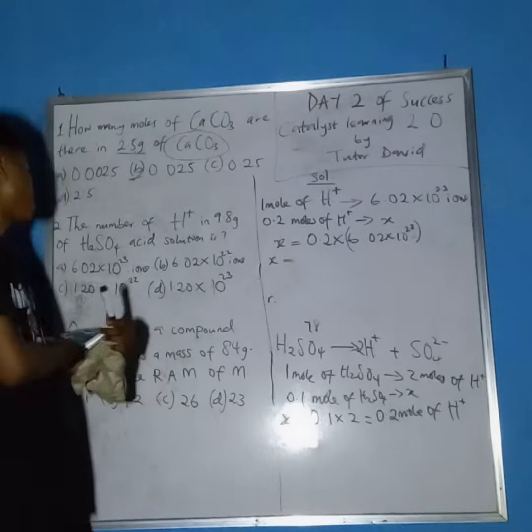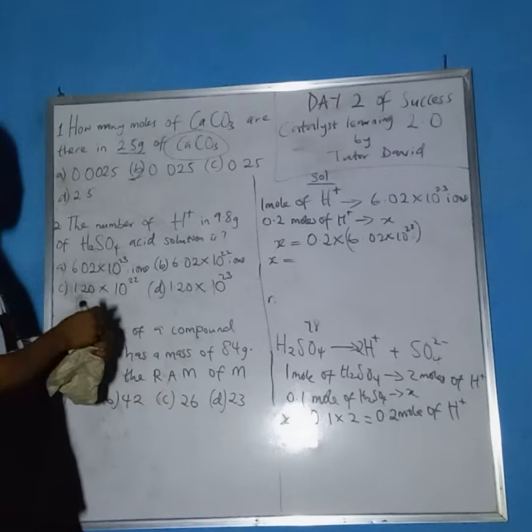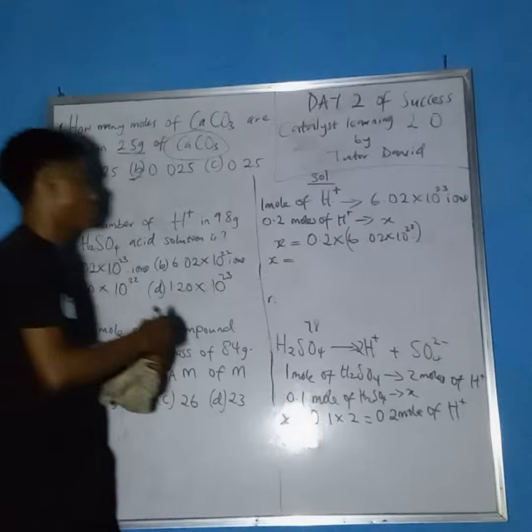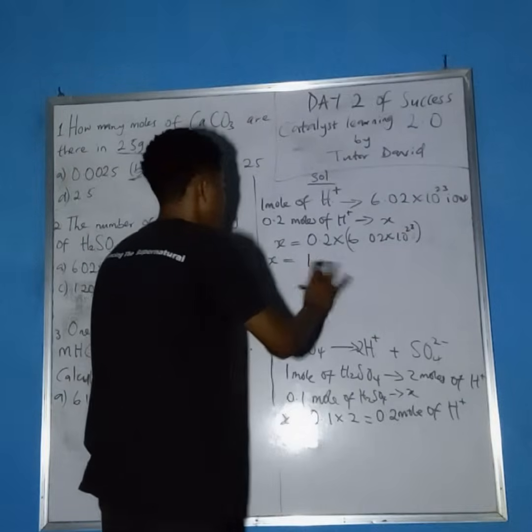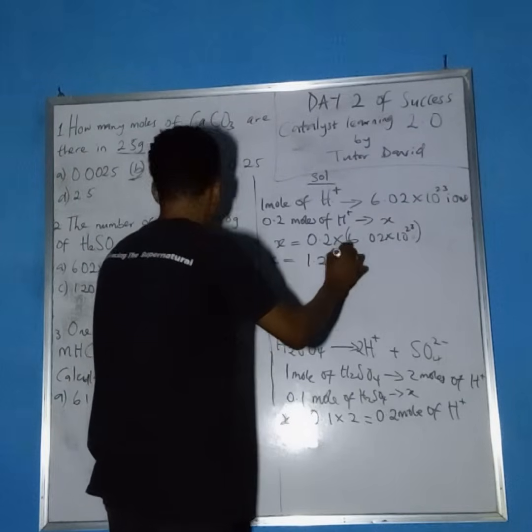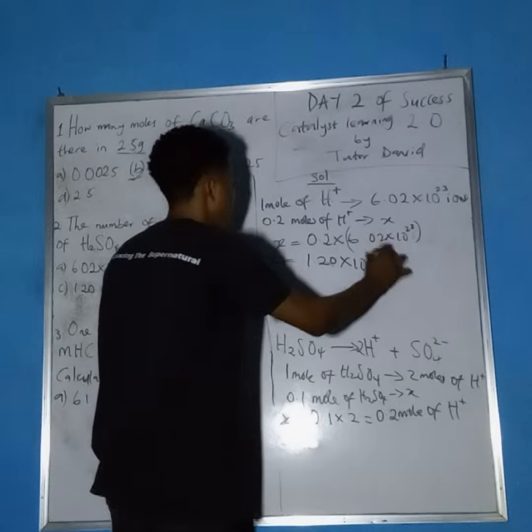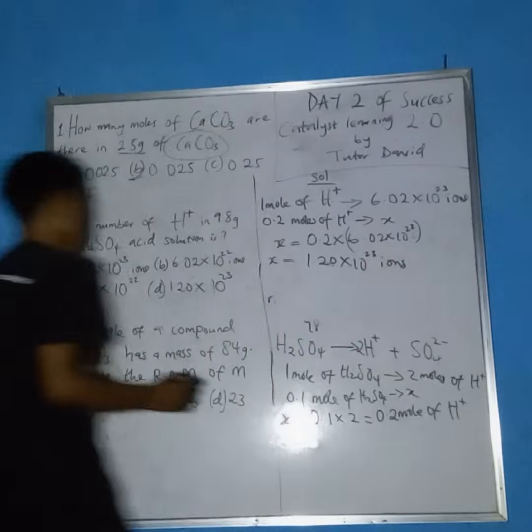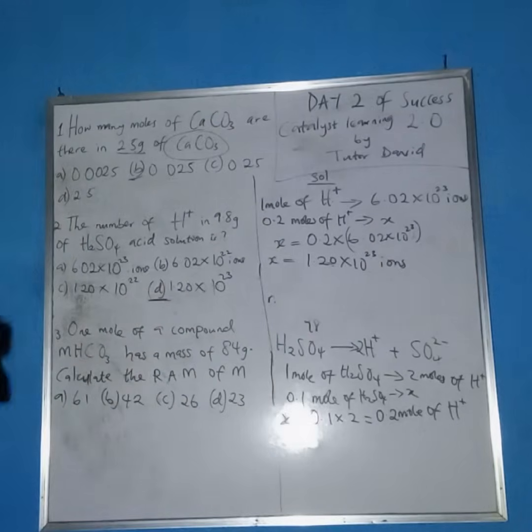Alright. So that will give us what? 1.20 times 10 to the power 23 ions. Alright, so the correct answer is what? Option D. Right, now let me go over it again.